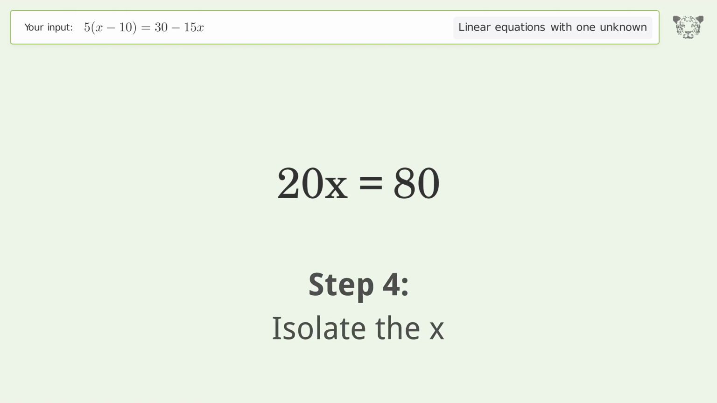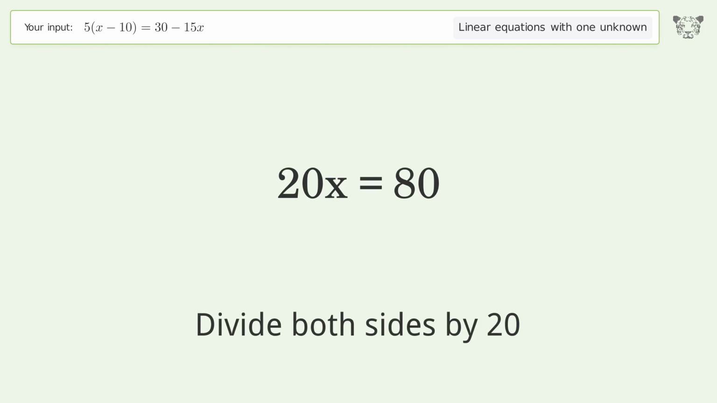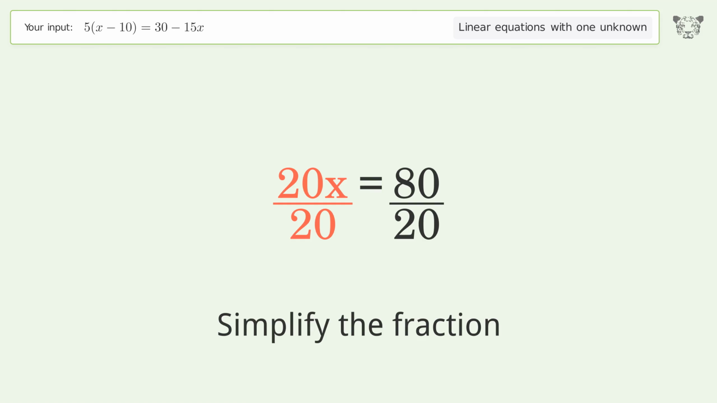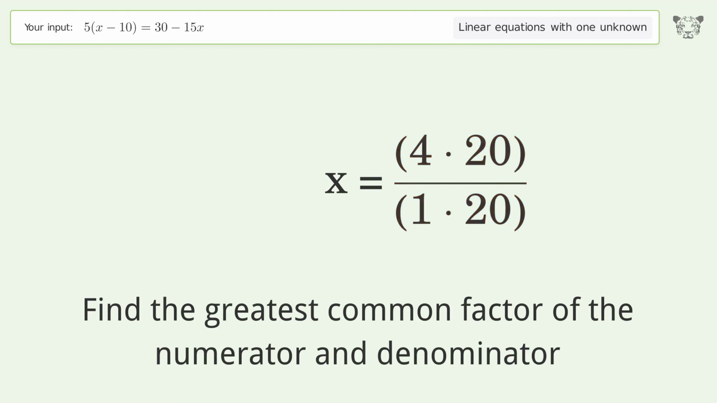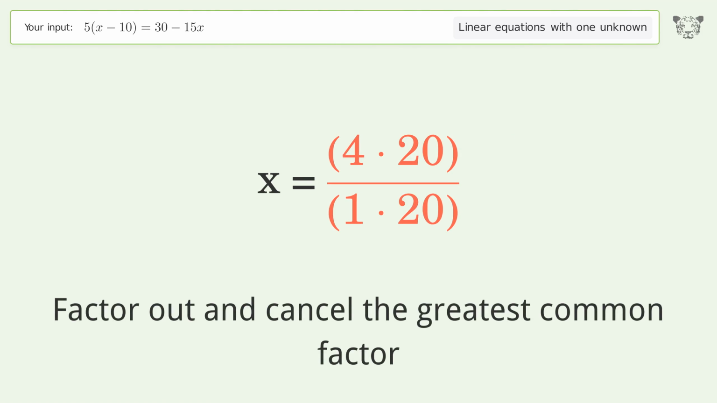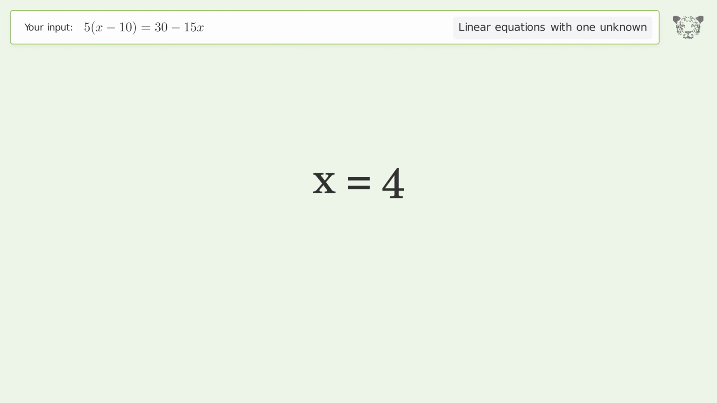Isolate the x. Divide both sides by 20. Simplify the fraction. Find the greatest common factor of the numerator and denominator. Factor out and cancel the greatest common factor. And so the final result is x equals 4.